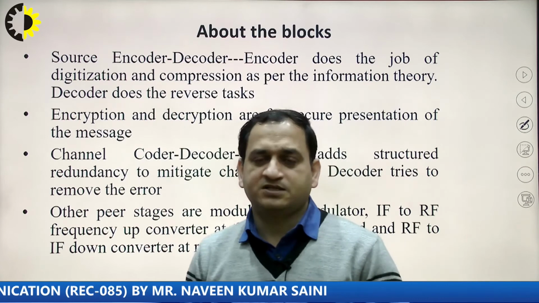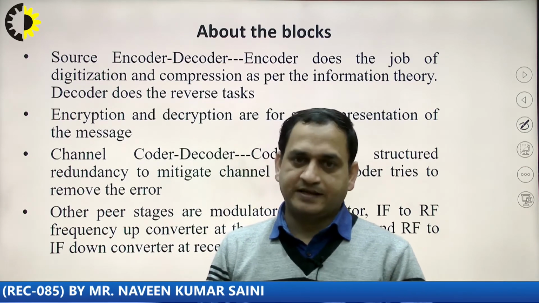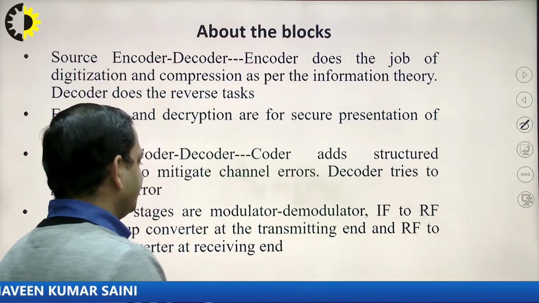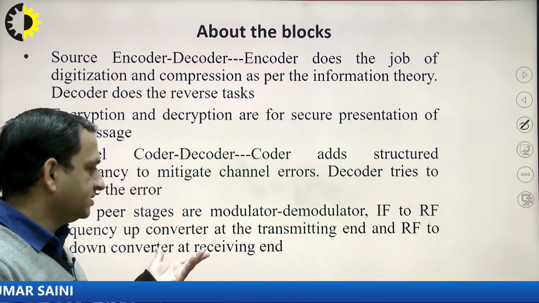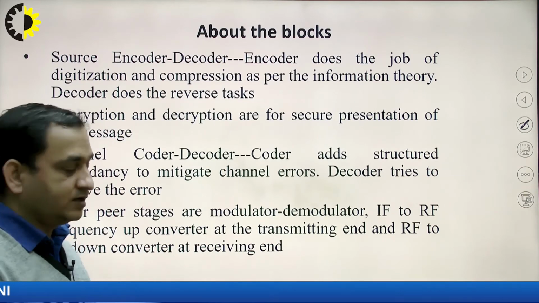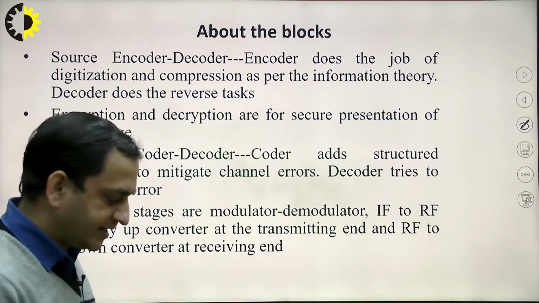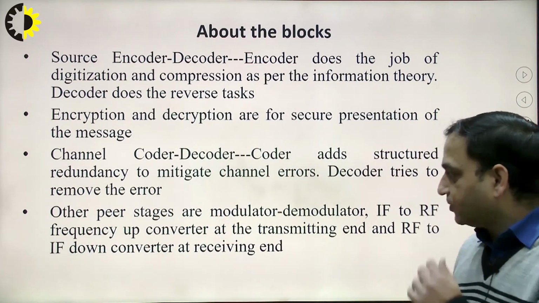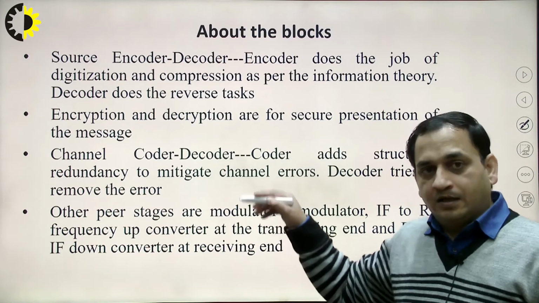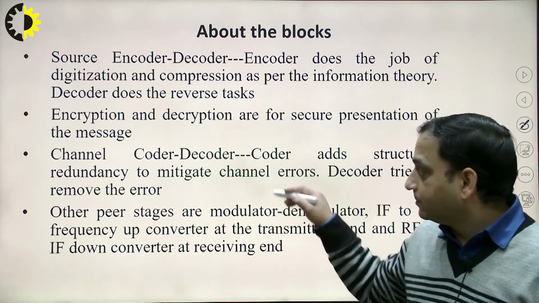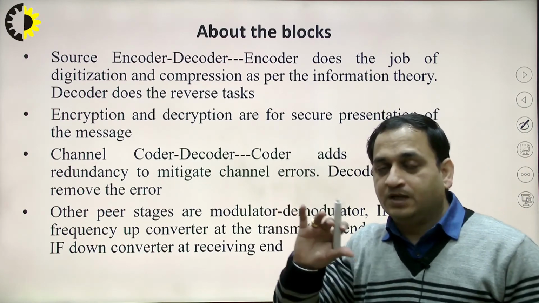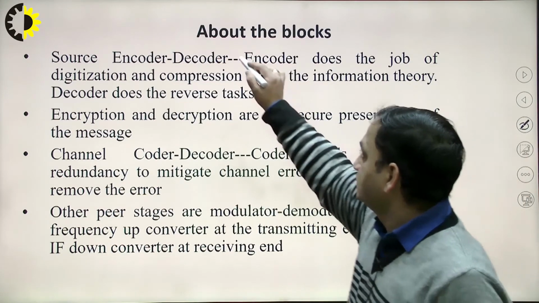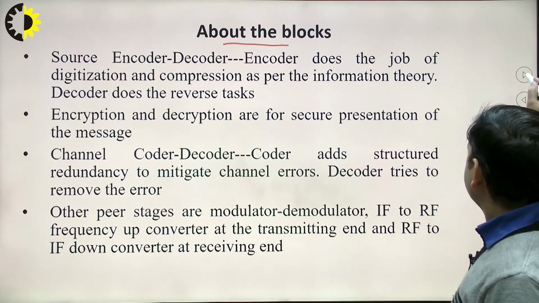Then the other pair of stages, modulator and demodulator, and the RF and IF frequency, IF to RF frequency up conversion at the transmitting end, and the RF down conversion at the receiving end can take place. Okay. So, in this way we can perform this complete block diagram of the wireless communication system. So, it is all about that.